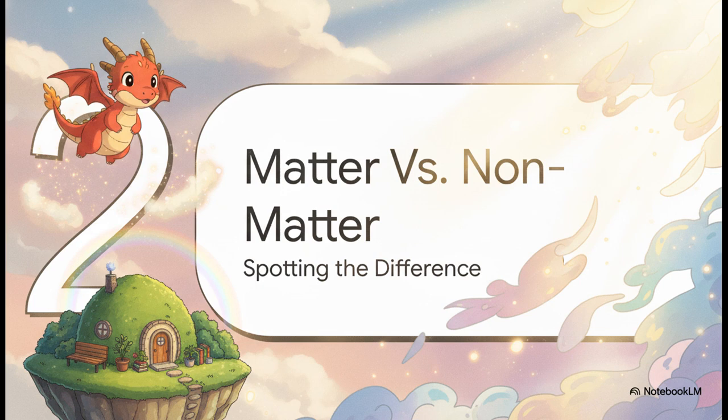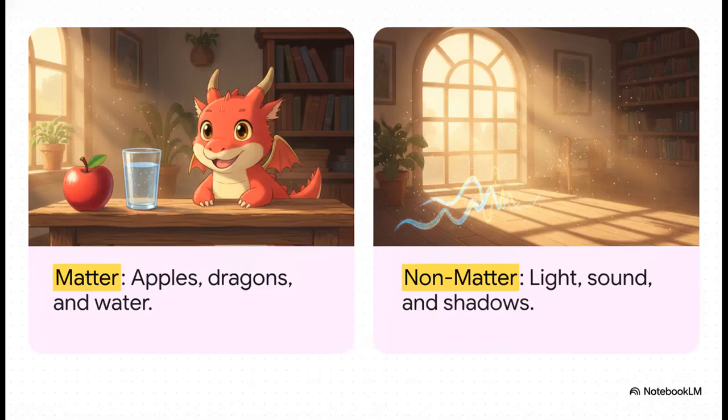Matter versus non-matter. Let's do a little comparison here. On the matter side, we've got tangible things we can hold and interact with. Think of a crisp apple, our dragon friend Amber, or a glass of water. They all take up physical space, right? But now consider the non-matter side. We're talking about things like light, sound, and shadows.